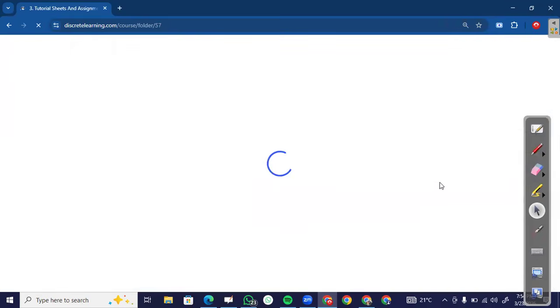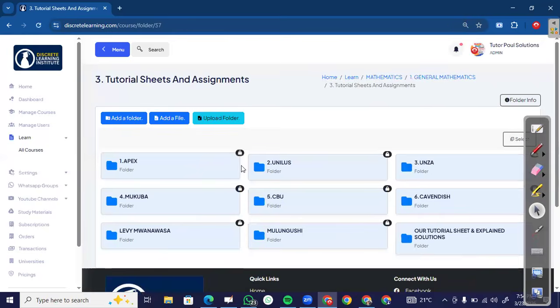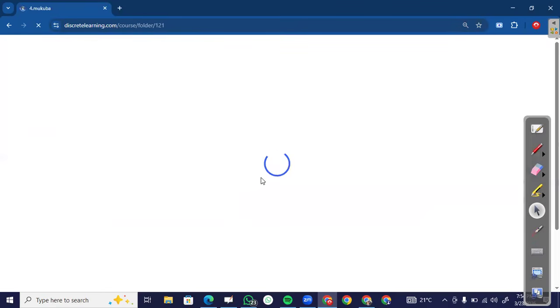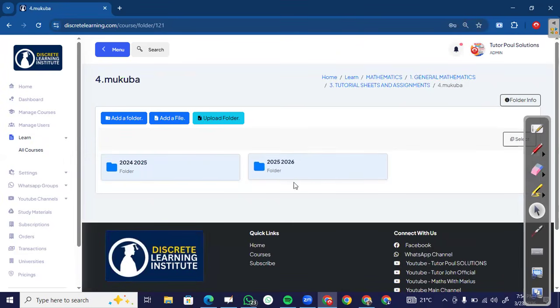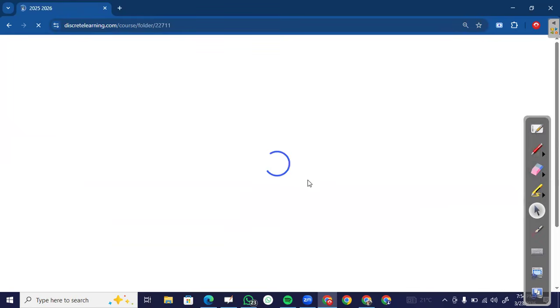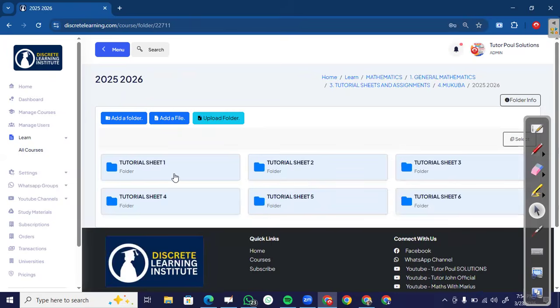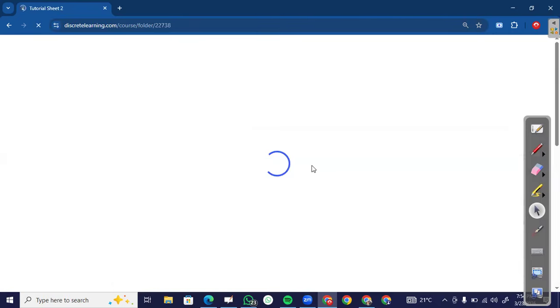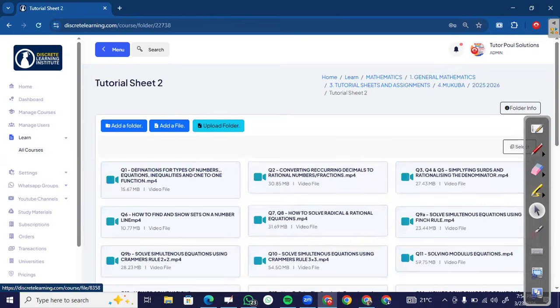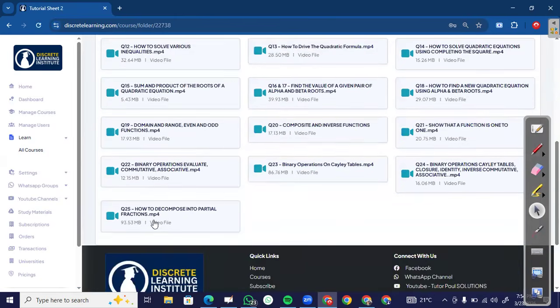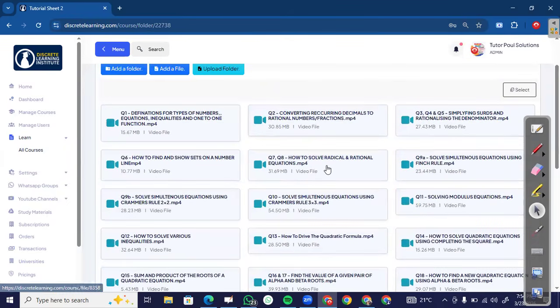Just click on the tutorial sheet here, and then you go to your university. If you're from Mukua, for example, you go to Mukua, and then you go to your intake, which is 2025, 2026. You open there and you're going to find all the tutorial sheets. You can see from tutorial sheet 1 all the way to tutorial sheet 6. Very soon, tutorial sheets 7 and 8 will be uploaded. You can learn using these videos at your own time. For example, if I open tutorial sheet 2, you see all the videos from question 1 all the way to 25. The videos are there explaining clearly how to do things.